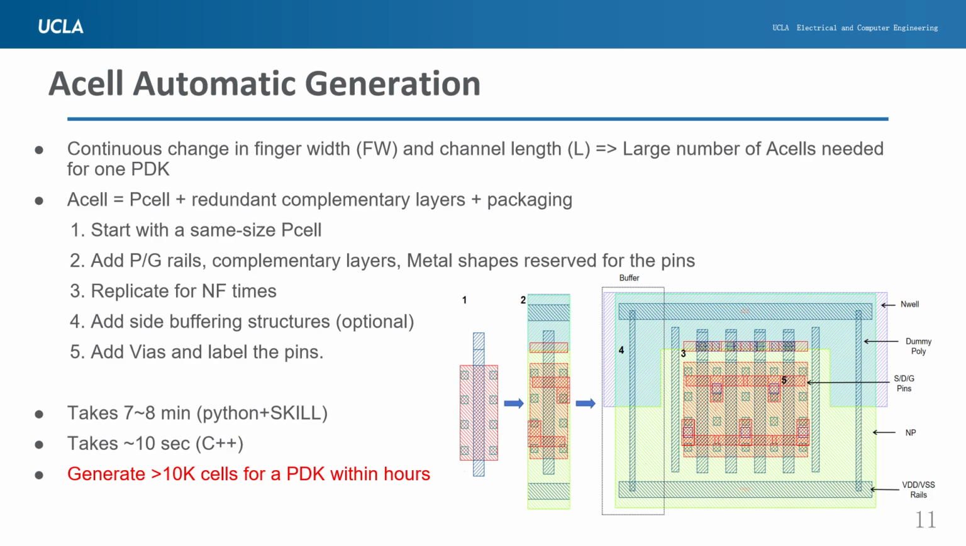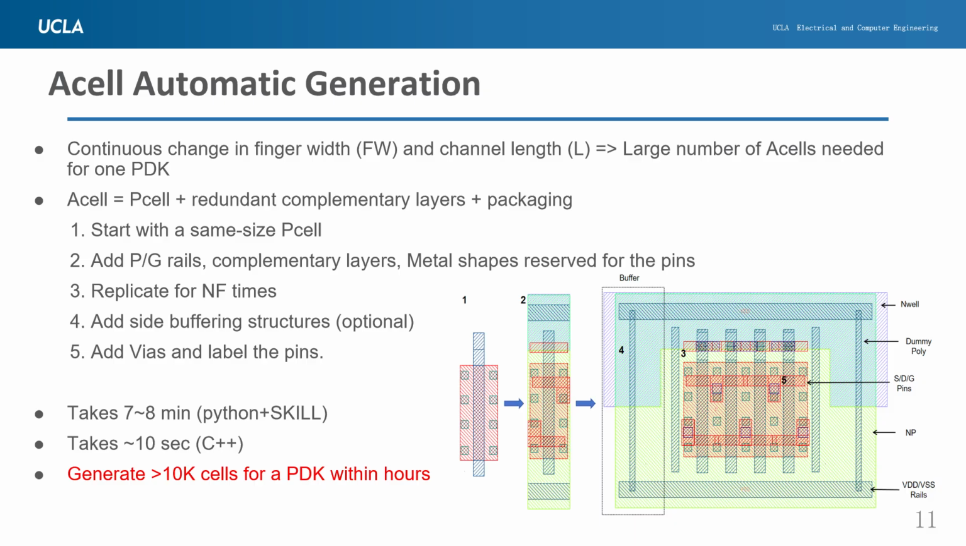So it seems that a large number of A cells is needed for one PDK because in analog circuits, sizing parameters such as finger width and channel length change continuously rather than discretely as in digital circuits. So this implies that a very large number of A cells will be needed for one library. However, this is not quite a big problem because A cells can be generated automatically.